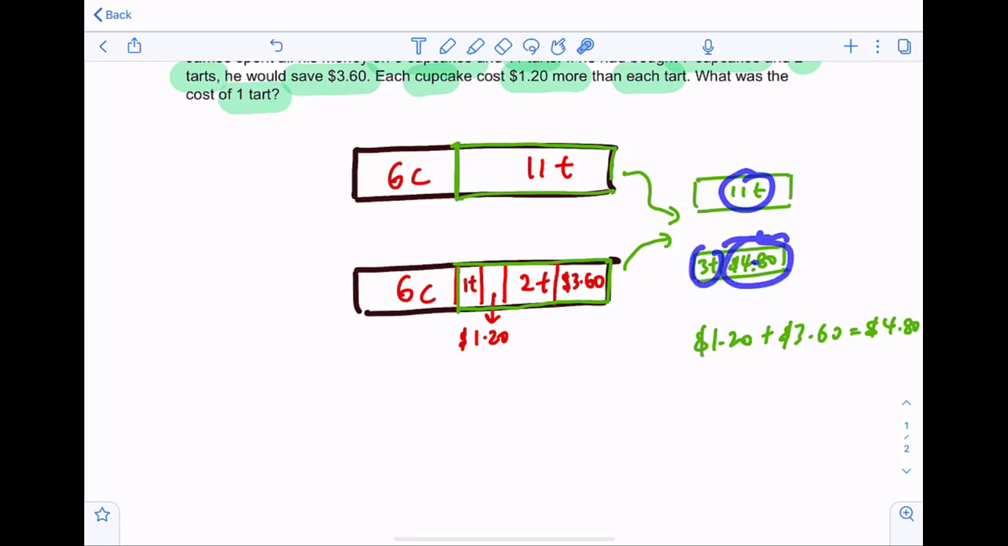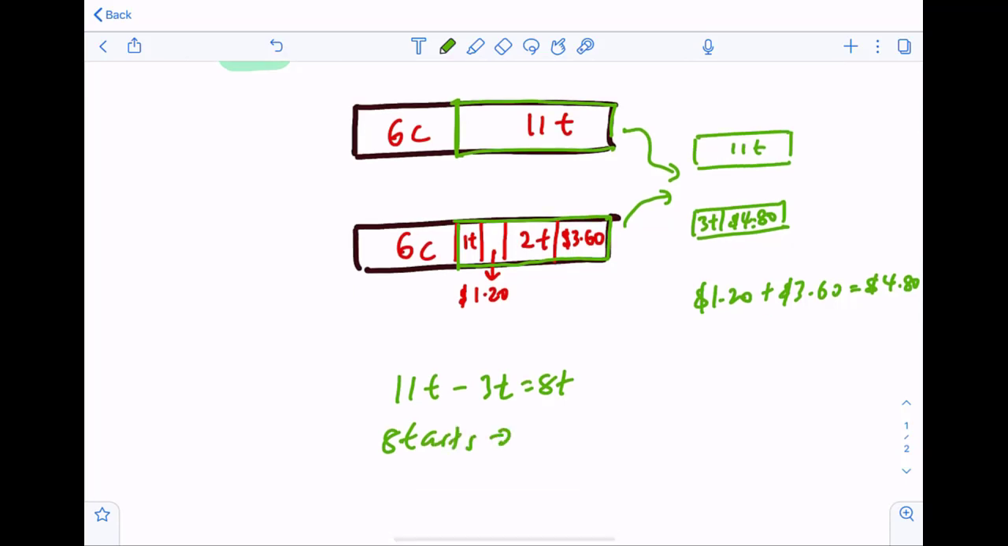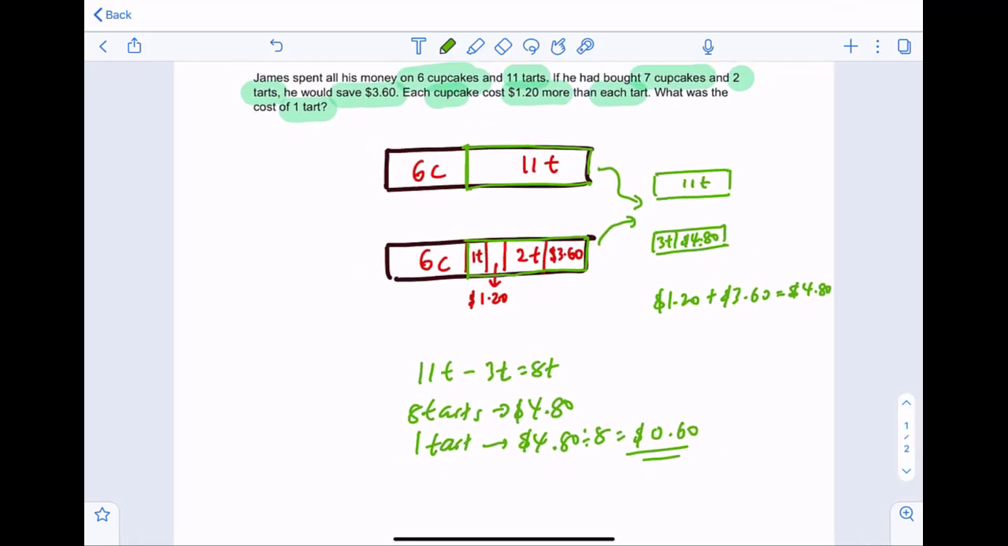have a value of $4.80. 11 tarts minus 3 tarts, 8 tarts. So 8 tarts is equal to, or has a value of $4.80, and 1 tart is just $4.80 divided by 8, 60 cents is our answer for this question.